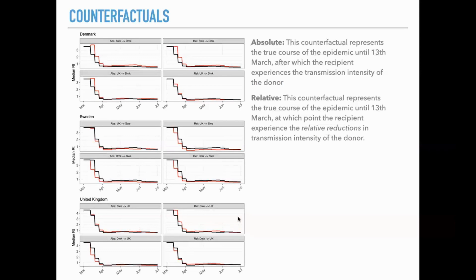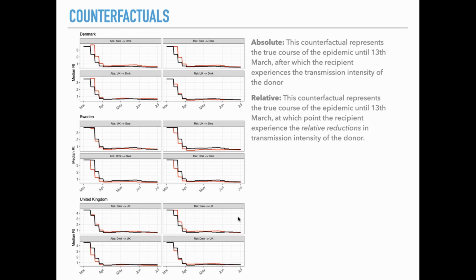And so when we look at the 2 counterfactuals, I'll just read them out to you so you can get them in your mind. The absolute counterfactual is the true course of events until the 13th of March, after which the UK experiences the transmission of Sweden, for example. And the relative is saying, relative to where they started, the same thing.